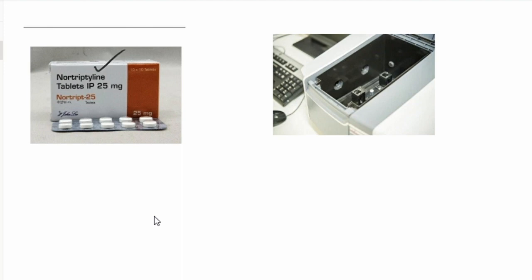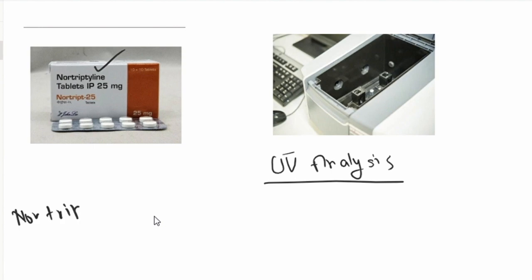In today's quality control lecture, we are going to discuss Nortriptyline tablets, and particularly UV analysis. This is UV spectrophotometry. So we are going to discuss UV analysis of Nortriptyline tablets. One thing that needs to be clear is some of the uses of Nortriptyline, and then we will discuss how the UV spectrophotometer or UV analysis of nortriptyline can be carried out.